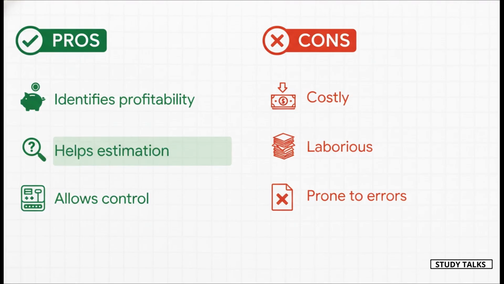First, a quick look at the pros and cons. The biggest advantage, the whole reason we do this, is that you know the exact profit on every single job. That is incredibly powerful for making business decisions. The downside? Well, it's a ton of work. All that detailed tracking is expensive and time-consuming. It's a classic trade-off, detailed data versus administrative cost.